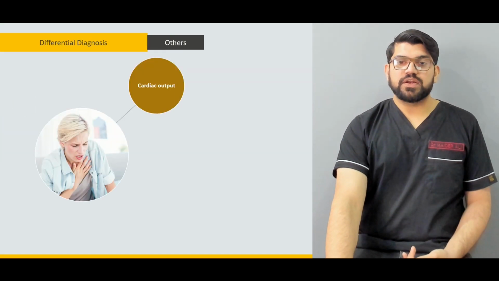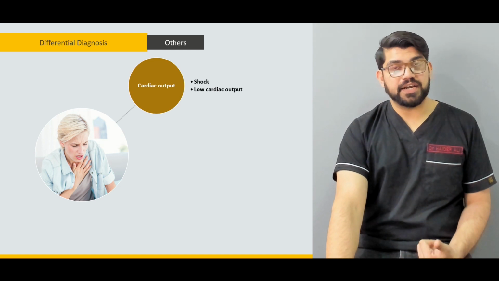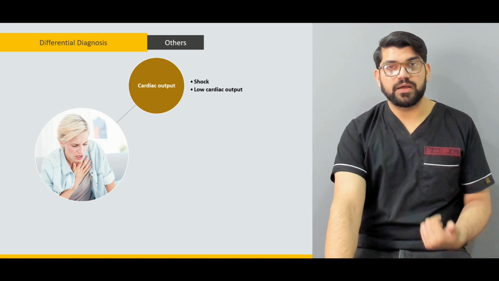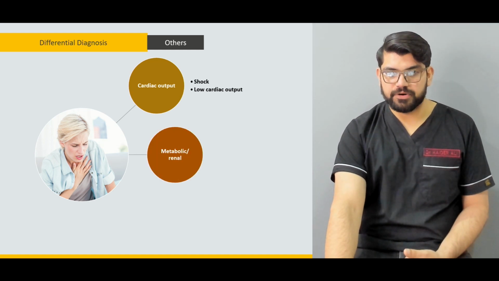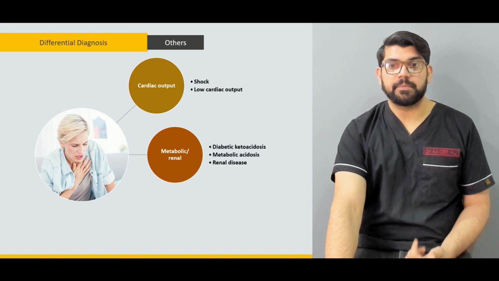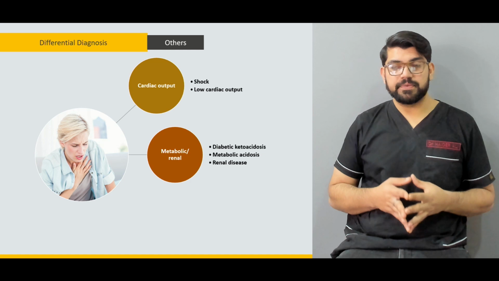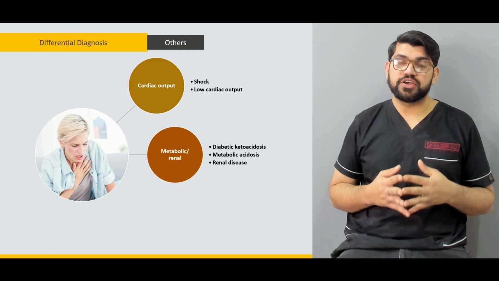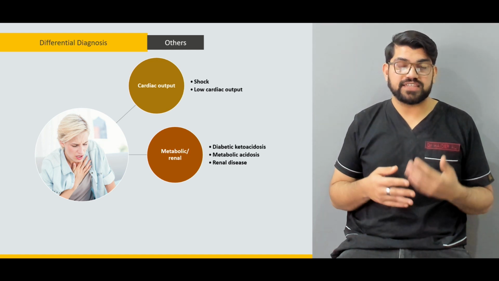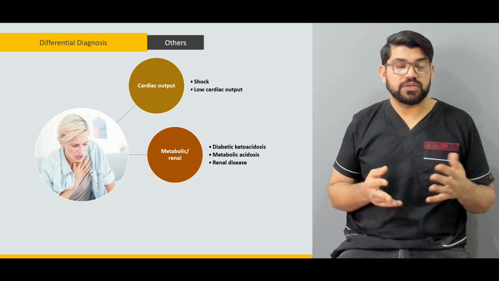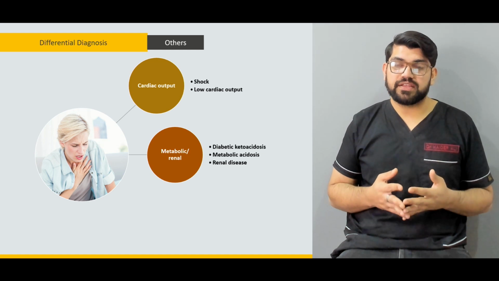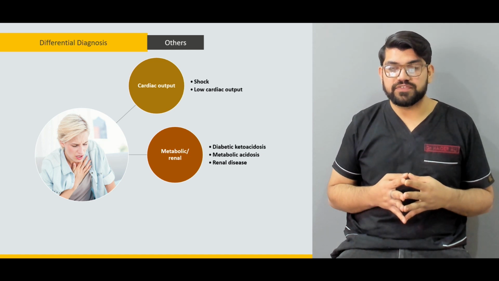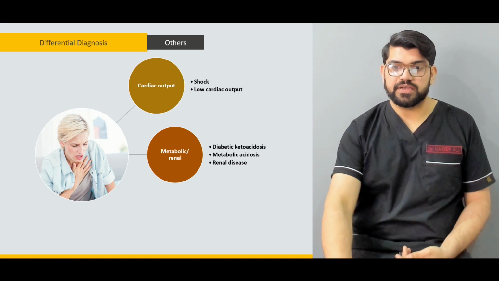So, differential diagnosis, let's summarize: decreased cardiac output, cardiogenic shock, low cardiac output, again pleural effusion and pulmonary edema leading to respiratory compromise. Metabolic and renal causes include diabetic ketoacidosis. Patients with type 1 diabetes especially can present with an increased rate of respiration because of anxiety and because of the signs and symptoms of dehydration as well. So these patients have a typical acidotic, fruity-smelling breath.